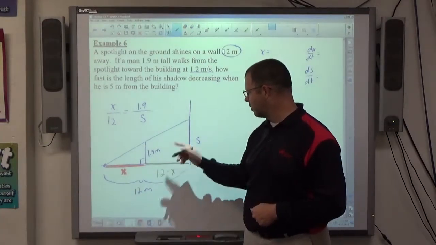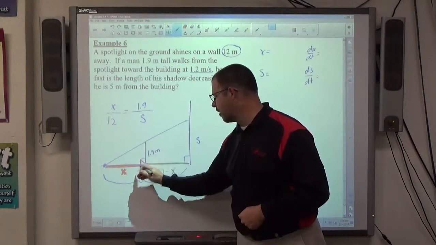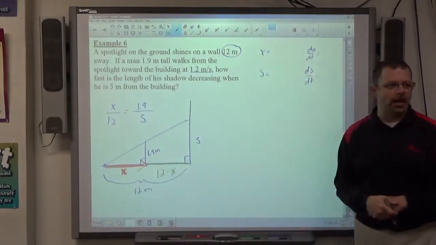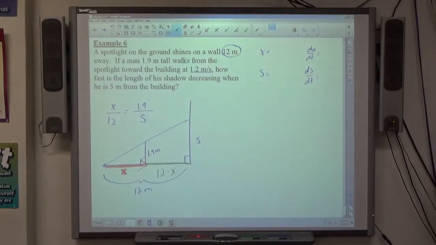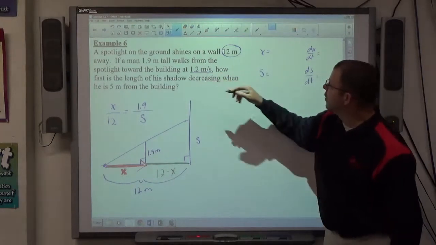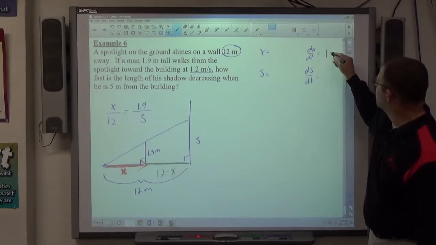Towards the building. So the building's here, he's going this direction, right? Looking at the dimension x in the picture, is x getting bigger or smaller? X is getting bigger. So this 1.2 meters per second is going to be a positive 1.2 meters per second.